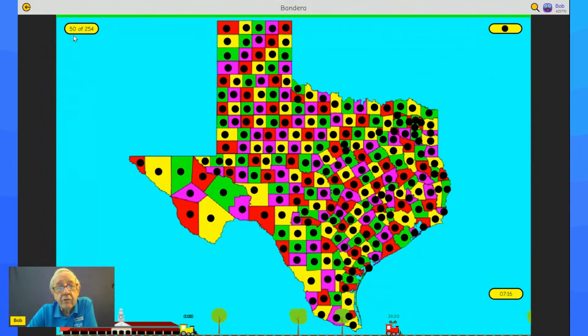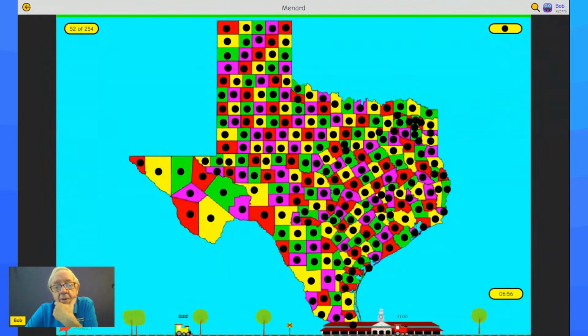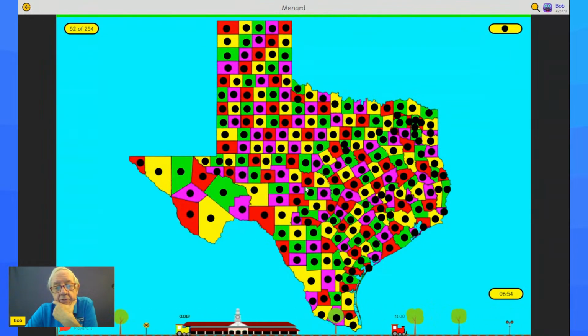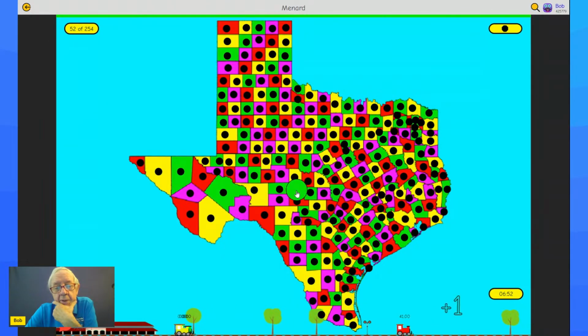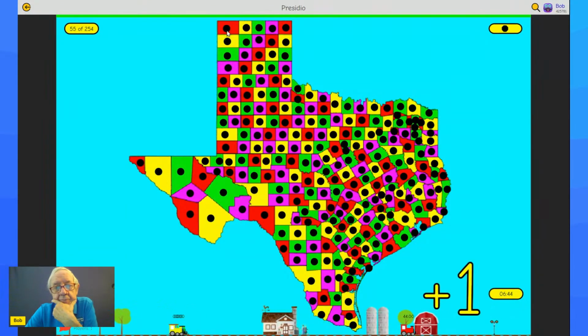I've answered 50 so far. It asks for Bandera. And with my luck, after talking all about all that, I might get it wrong. This is McMullen, the yellow one. Maynard. This is Madeira. This is Maynard. Winkler over here next to Loving. Dallam, top left. Presidio, the red one down here.